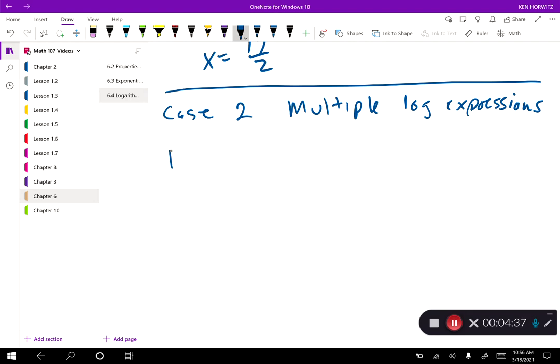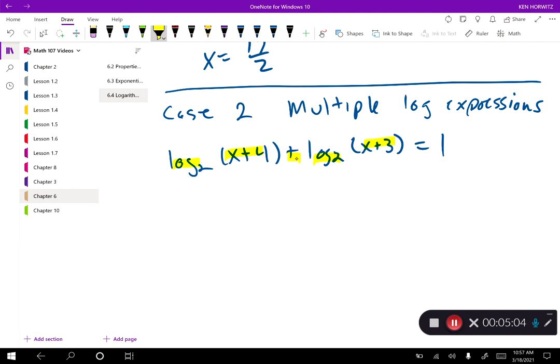I have the log base 2 of x plus 4 plus the log base 2 of x plus 3 equals 1. All right, now, no matter how many log expressions you have, now here I have 2 because I have log base 2, log base 2. I've got an x in both of them, and they're separated by a plus sign.